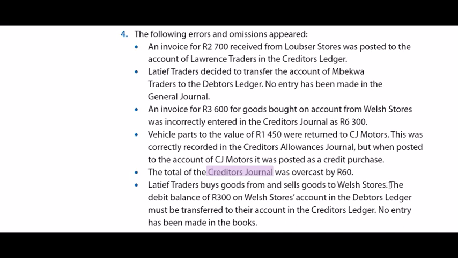And then the last adjustment entry said Latif Traders buys goods from and sells goods to Welsh Stores. The debit balance of 300 Rand on Welsh Stores account in the debtors ledger must be transferred to their account in the creditors ledger. No entry has been made. Okay, so instead of Welsh Stores paying us back and we paying them back, we decided to transfer the amount that they owe us in the debtors ledger to the creditors ledger to just decrease the value that we owe them a little bit. We need to do this in the general journal because no entry has been made.